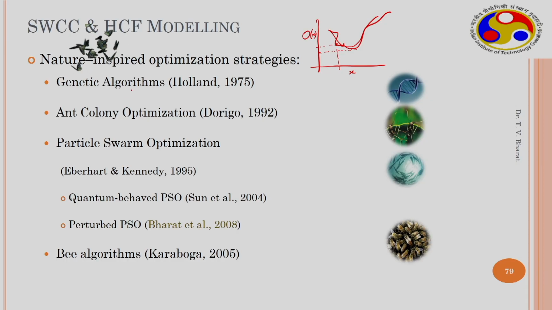Therefore there are some global optimization algorithms, based on nature inspiration. Such algorithms are genetic algorithm, ant colony optimization, and particle swarm optimization. In each there are many variations. In genetic algorithm there are many variations, and in ant colony there may be a few. In particle swarm optimization there are many variations like quantum-behaved PSO, perturbed PSO, which is our work from our research lab, and bee colony algorithms, etc.